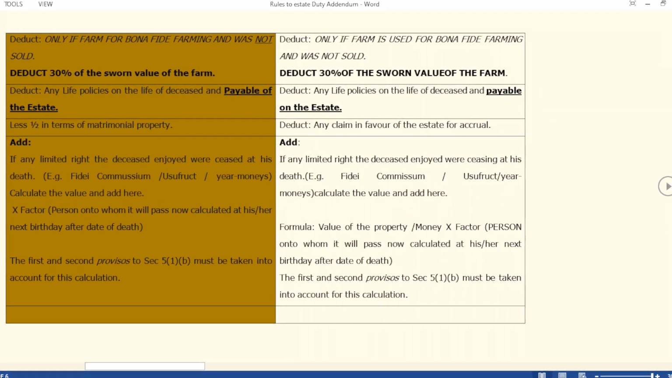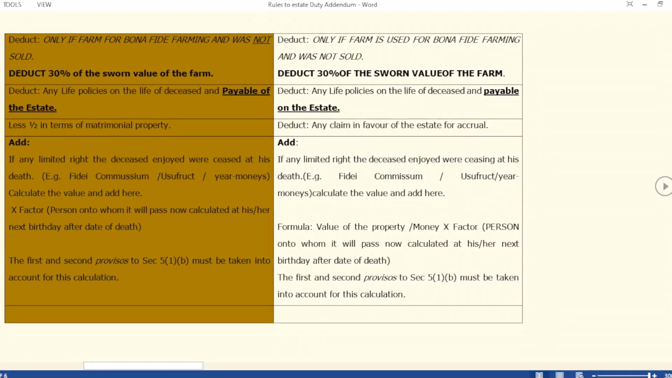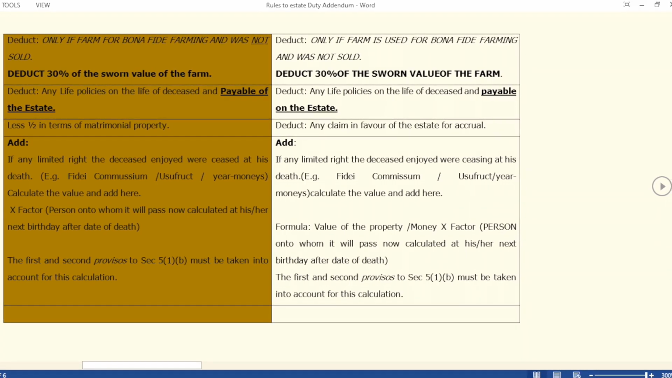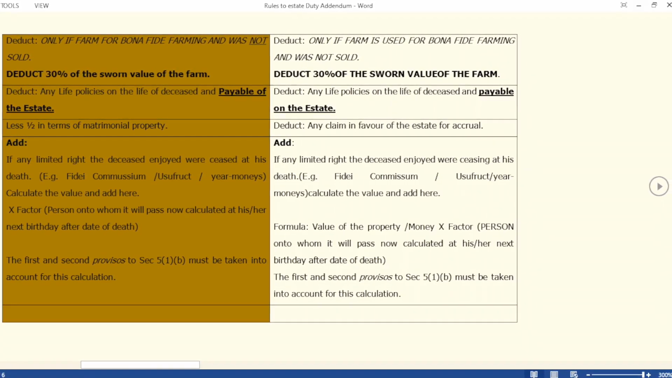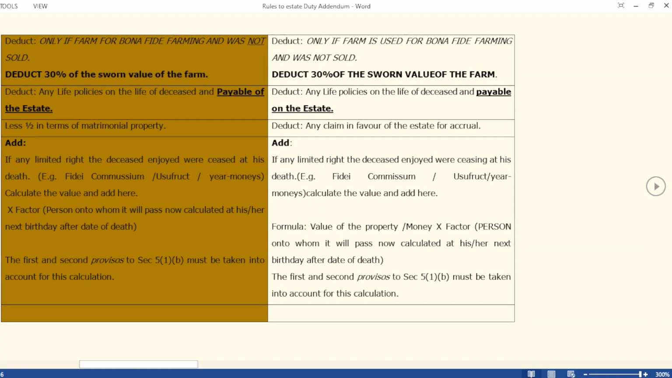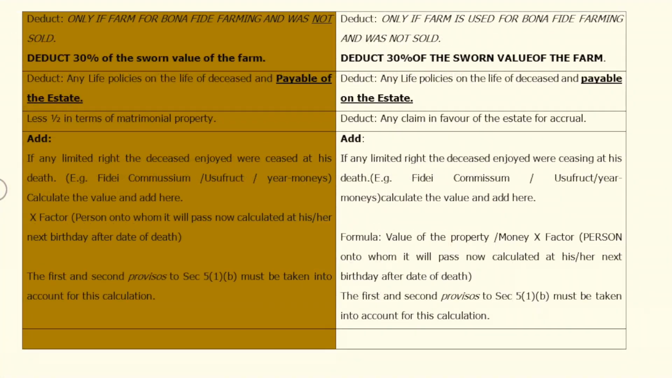And then the second thing again on married in community of property is that you will add any limited right that the deceased enjoyed when they were still alive. For example, if they had a usufruct, if they had a fideicommissum, those limited rights that the deceased had, there is a formula on how to calculate this, and I'm sure if you are dealing with estate duty in detail, the notes will address how to deal with that formula insofar as the X factor is concerned.